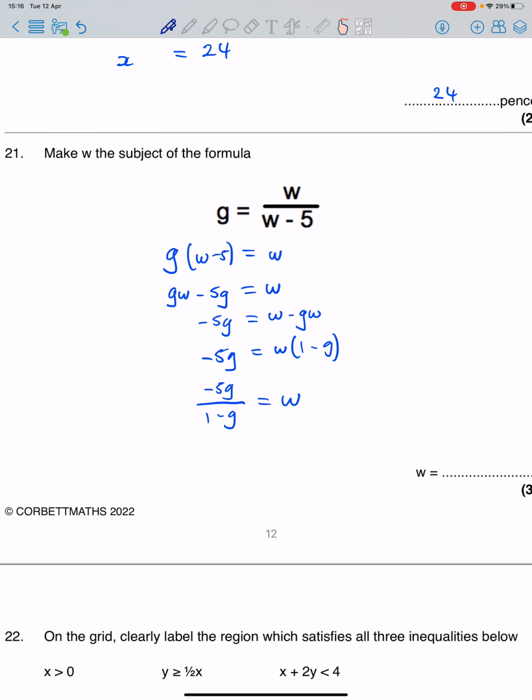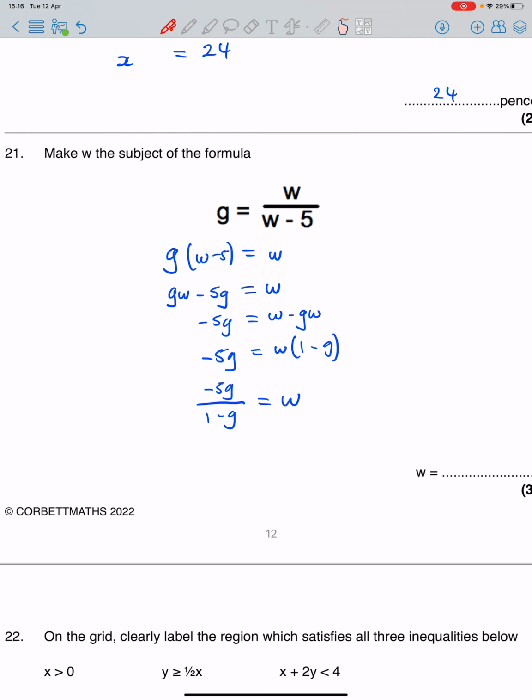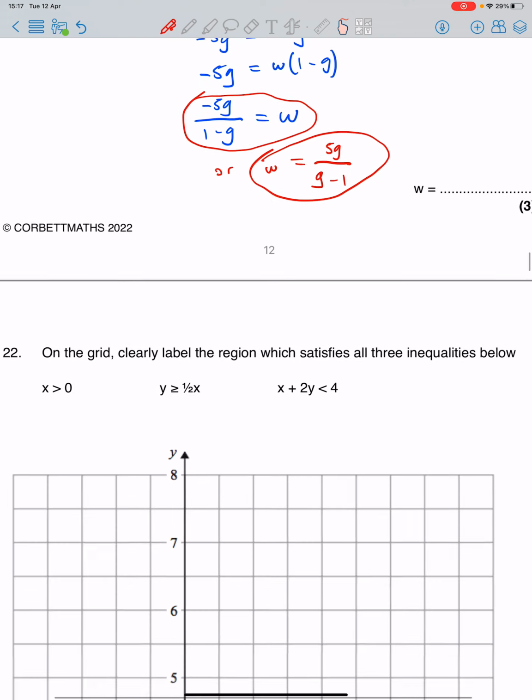By the way, if you tried this question before I did, you might find that another way in which you can express this is this. So times the top and bottom by minus 1, you get 5G over G minus 1. That's another equivalent way. So this is acceptable as an answer, but also this is acceptable as an answer. So I'll let you choose which one you want to write on the answer line.